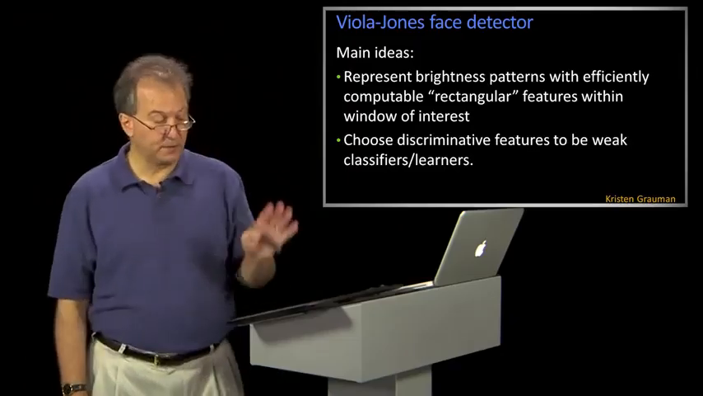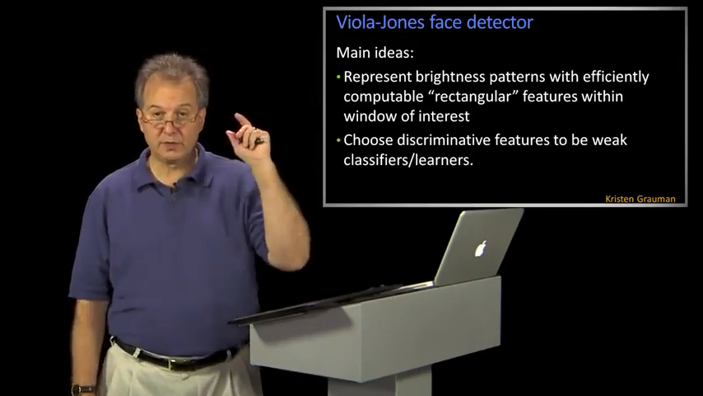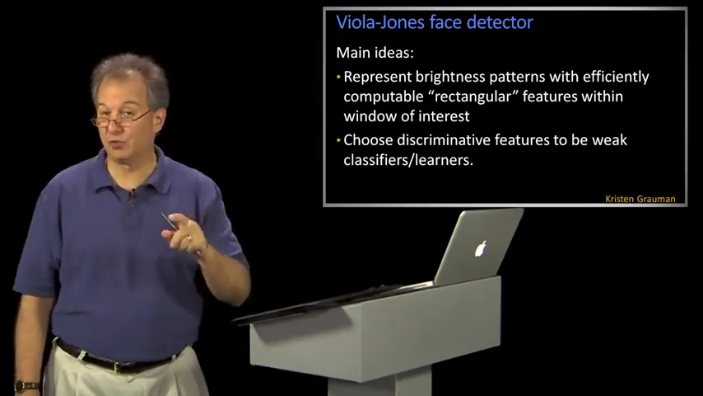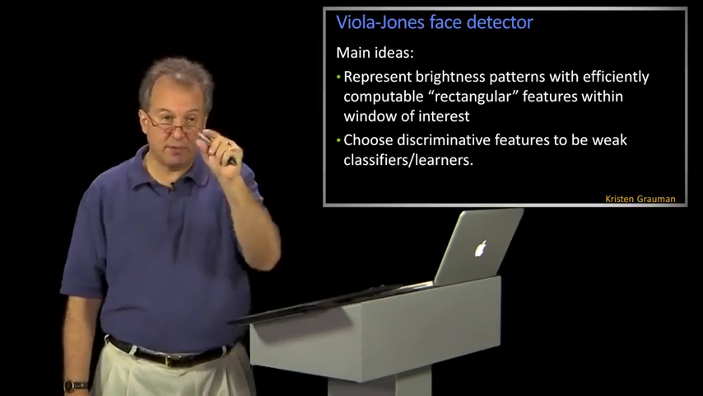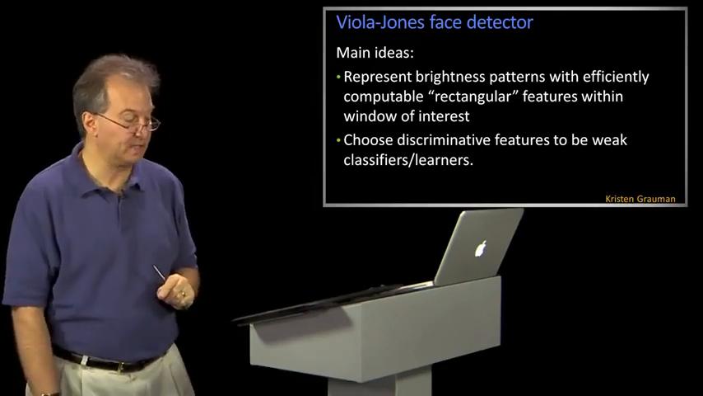All right, so as I said before, so far our main ideas are we're going to use those rectangles as features, and it's really easy to compute them because of the integral image. And then we're going to use the discriminative ones as the weak learners, the weak classifiers.